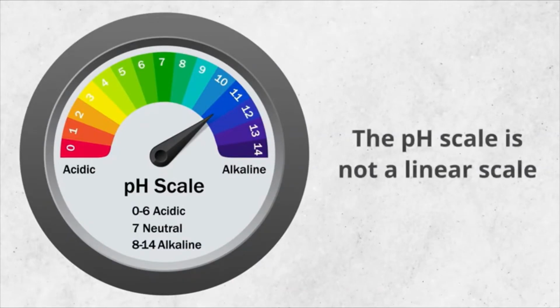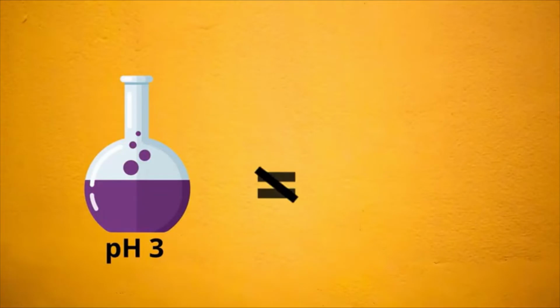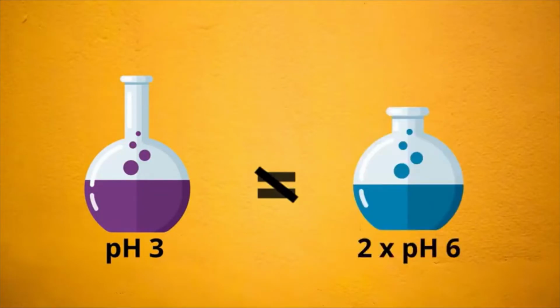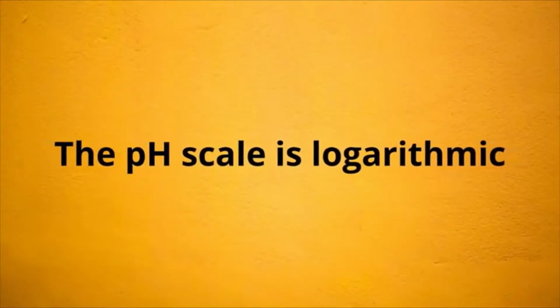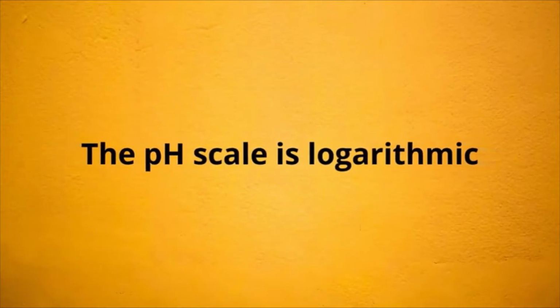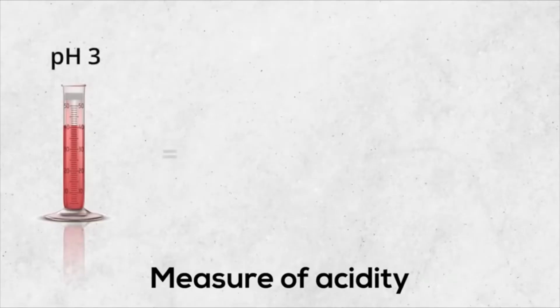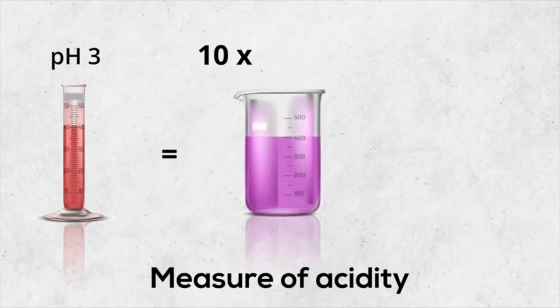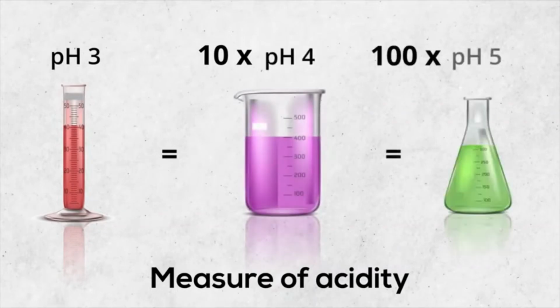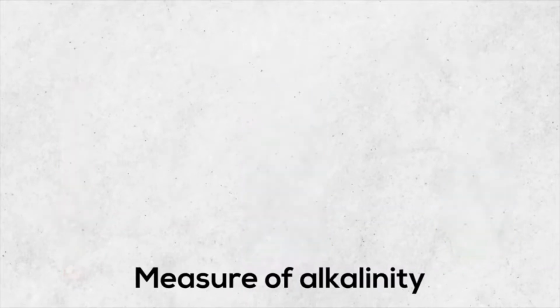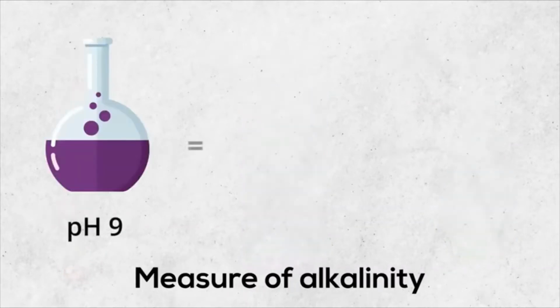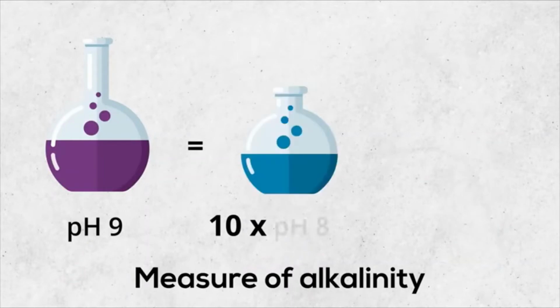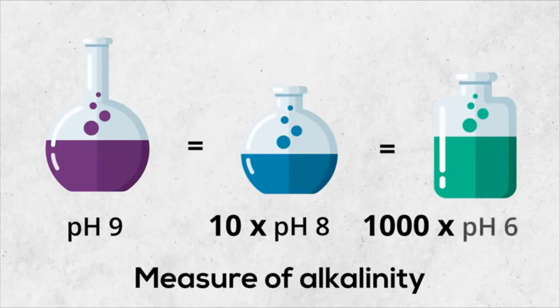Notably, the pH scale is not a linear scale, meaning that an acid with a pH of 3 is not twice as strong as an acid with a pH of 6. Instead, the pH scale is a logarithmic scale. A substance with a pH of 3 is 10 times more acidic than a substance with a pH of 4, and 100 times more acidic than a substance with a pH of 5. Similarly, a substance with a pH of 9 is 10 times more alkaline than a substance with a pH of 8, and 1,000 times more alkaline than a substance with a pH of 6.